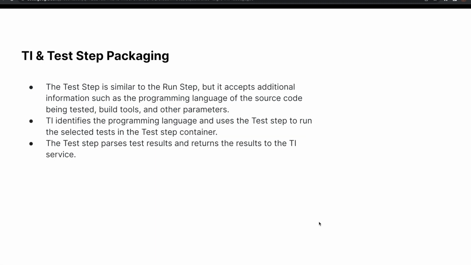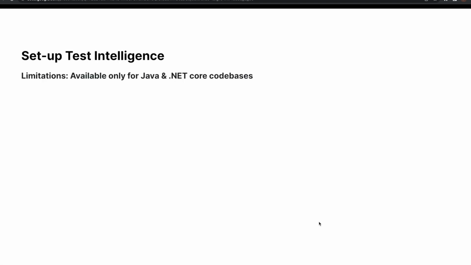The test step, that is the run test step, is similar to the run step, but it accepts some additional information such as the programming language of the source code, build tools, and other parameters which are specific for TI. And it identifies the programming language and uses the test step to run the selected tests in the test step container. So let's try to build test intelligence for our pipeline from scratch. Now, keep in mind the constraint that currently we have support only for Java and .NET, and the .NET support is behind a feature flag. We are also coming up with support for Scala and Kotlin in the upcoming days.